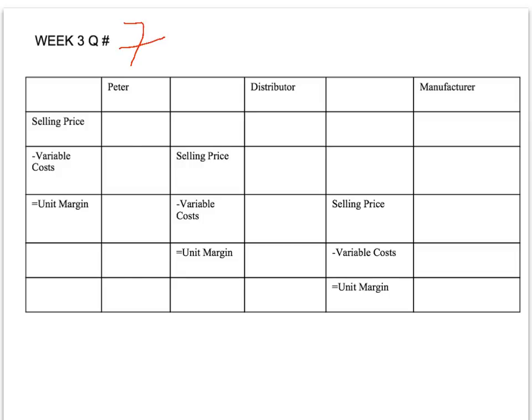Week 3, question 7 gives you 3 different channel members and asks you to calculate one channel member's selling price. When you see a question of this nature, setting yourself up with a grid like this makes the question easy to solve. So let's fill in red what we know.